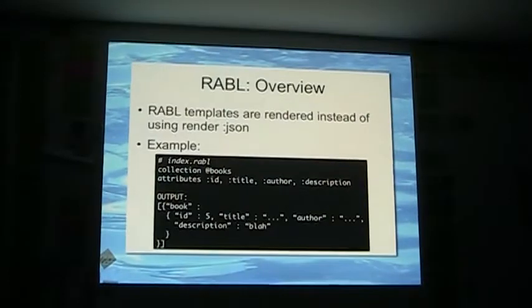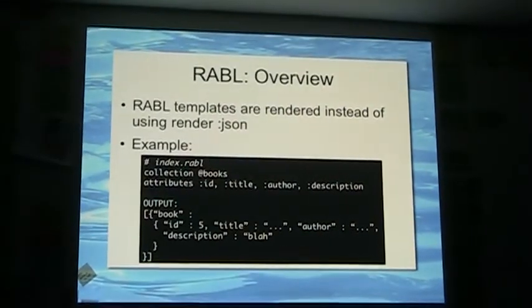I'll explain the syntax. You can do collection, you can do object. So collection for an index action or something that you want to return multiple records on, or object for just a single record, and then you basically define the attributes you want to render, and then the output is described under.